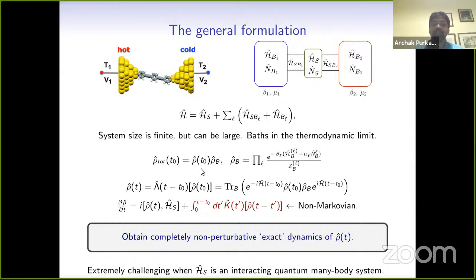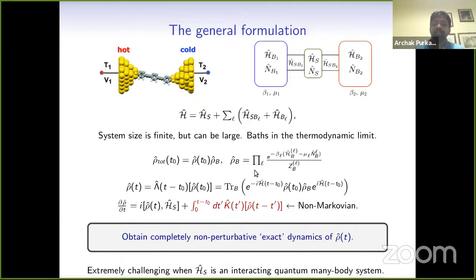So the standard way to do that is to assume that the state of the system is arbitrary, but the baths, so these are called the baths, okay? The big systems are called the baths. They are in thermal states with their own temperatures and chemical potentials. Now they can be different, right? So that's how you encode temperatures and chemical potentials. The system is finite, but the baths are in the thermodynamic limit, okay?